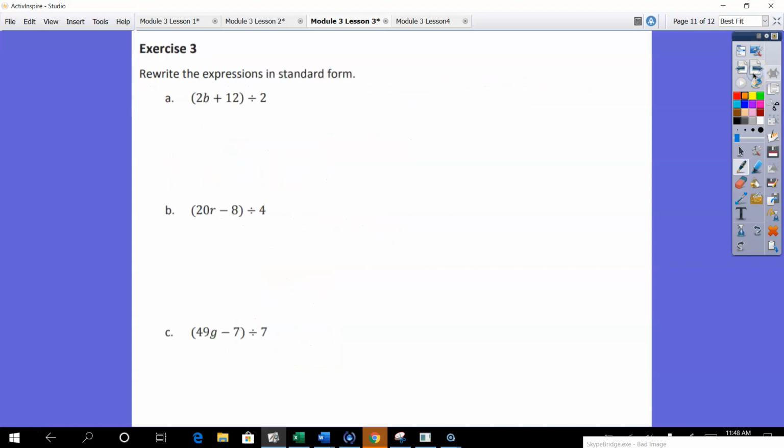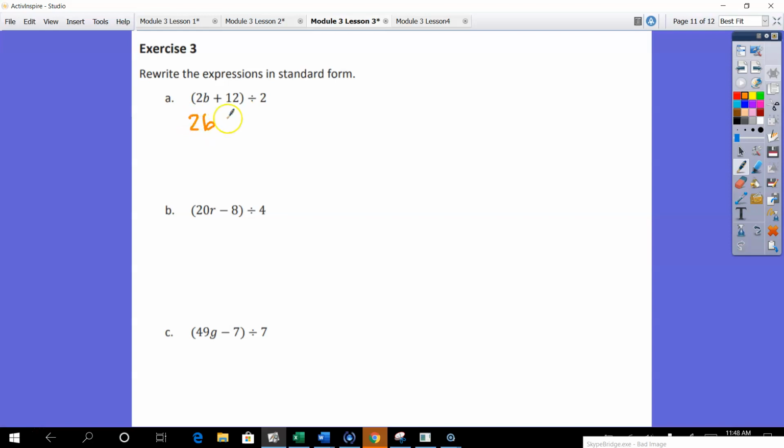Okay. So in exercise 3, you're going to try it on your own. You're just rewriting each expression in standard form. So all of those divisions we're changing to multiplication and then using that distributive property. So go ahead and pause the video and try it on your own.